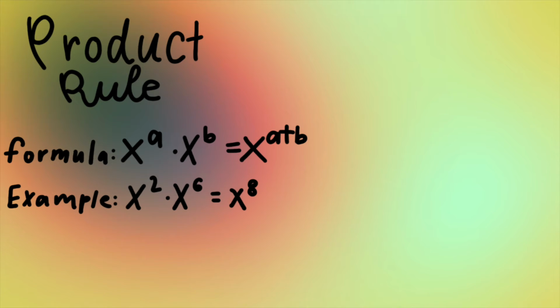x to the a power times x to the b power equals x to the a plus b power. Here's the example. x to the second power times x to the sixth power. This equals x to the 8th power.